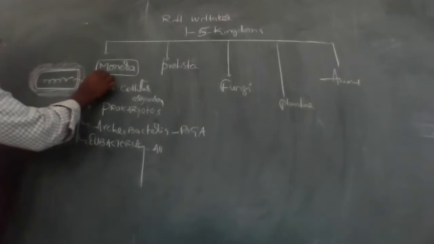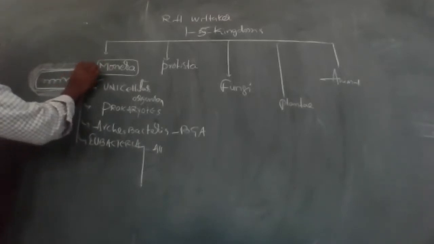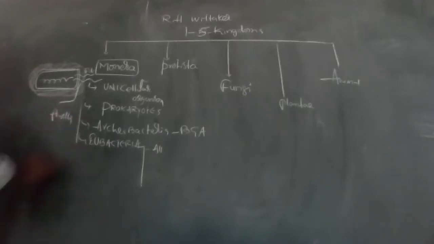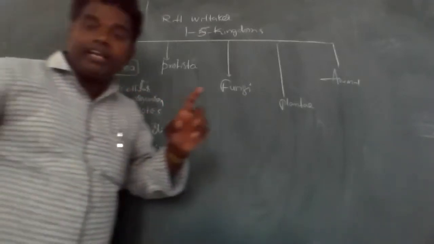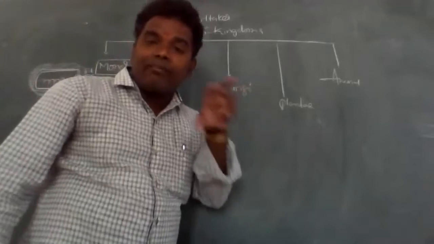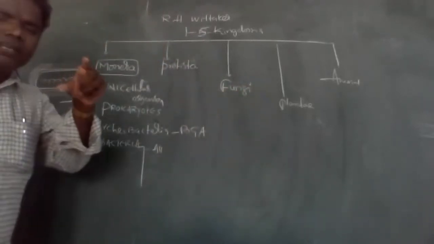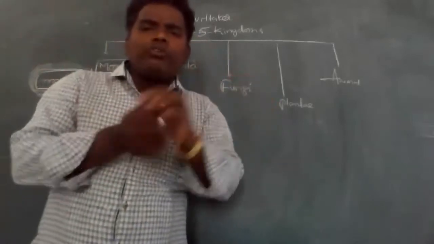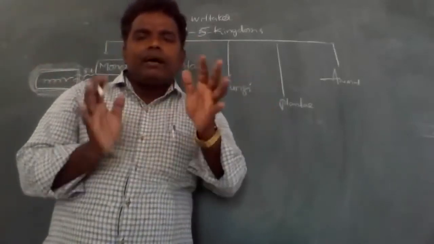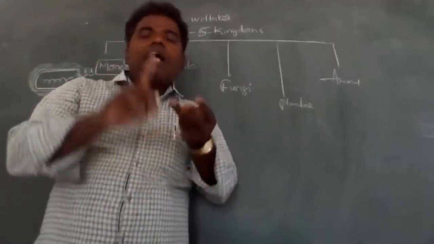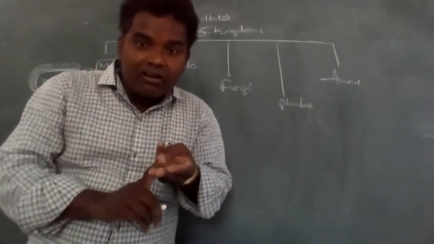And what happened? Fimbriae and flagella are there. I think you already studied this in botany and at fundamental zoology level also. So this is a very important thing. What is Monera? It is a prokaryote, unicellular organisms, which contains the cell wall.